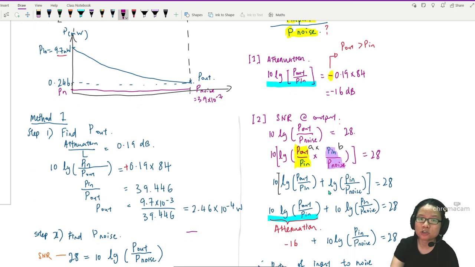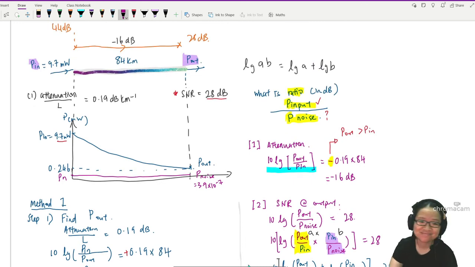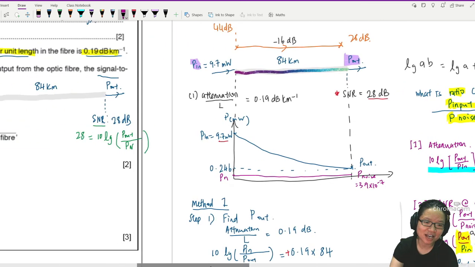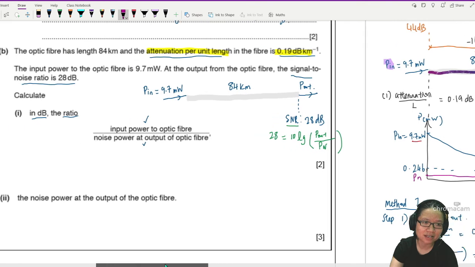Can, because log allows us to do this because of this law, log of A times B. If not log, then cannot. So that's why we can just do addition.